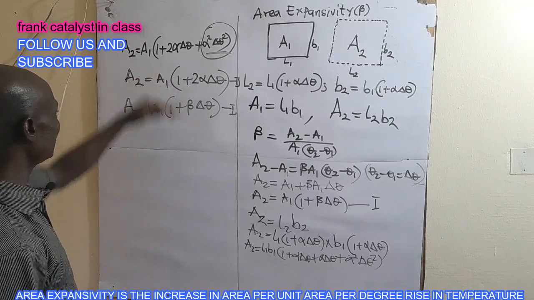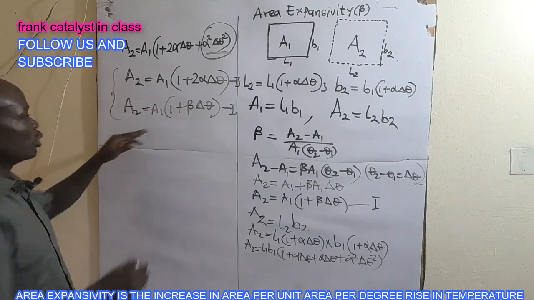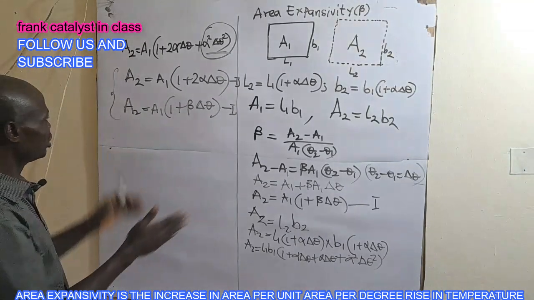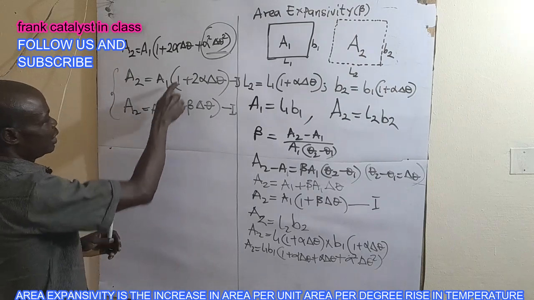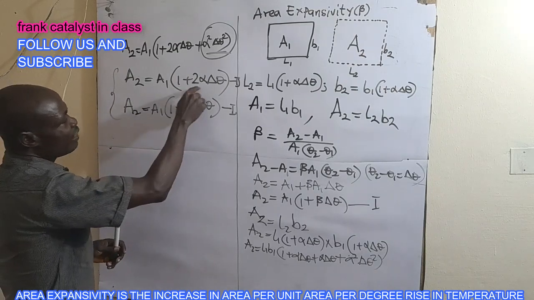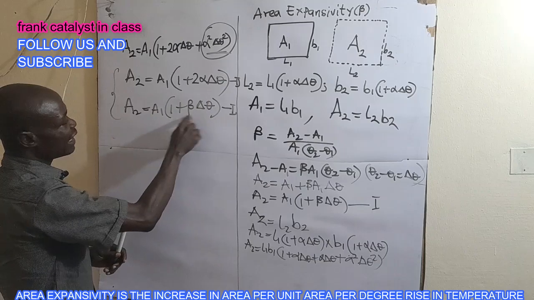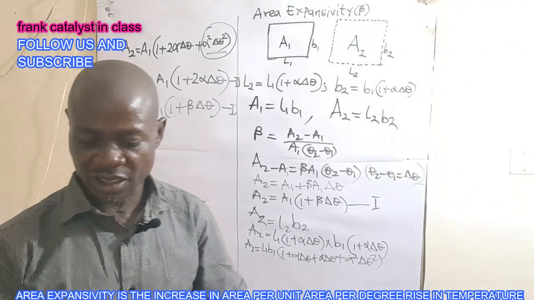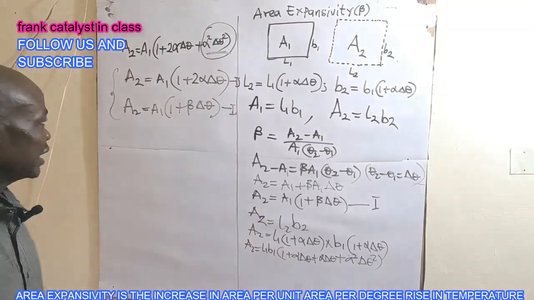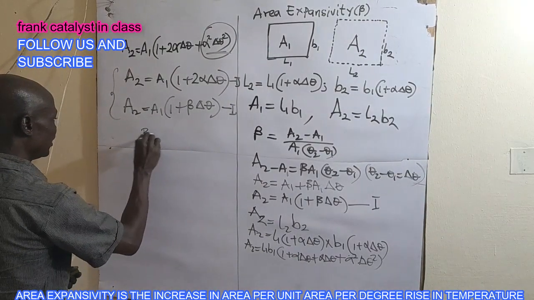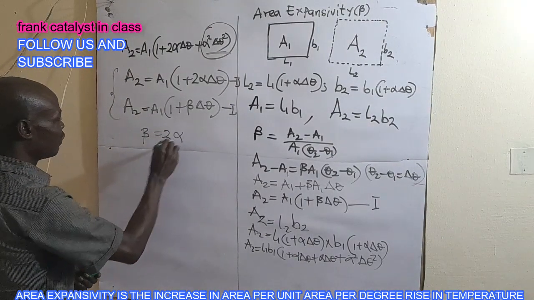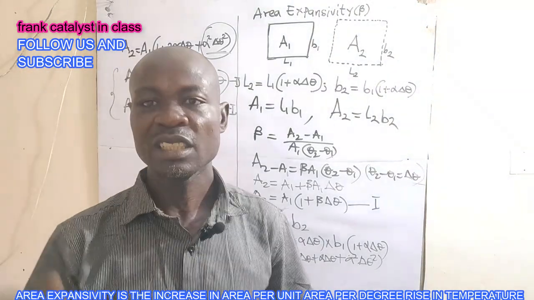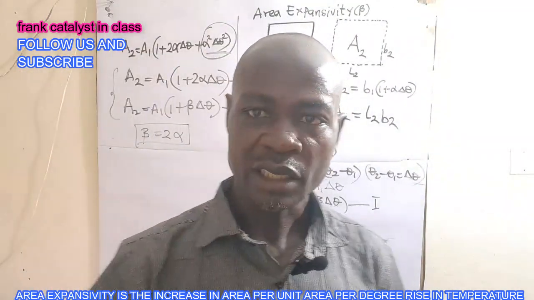When you compare these two equations, you are going to match these terms. A2 is here, A1 is here, 1 is here, plus, and then I have 2 alpha here and beta here, and then change in theta. So we can see that the only difference in the two equations is that beta is equal to 2 alpha, and that is the relationship between the linear expansivity and the area expansivity.